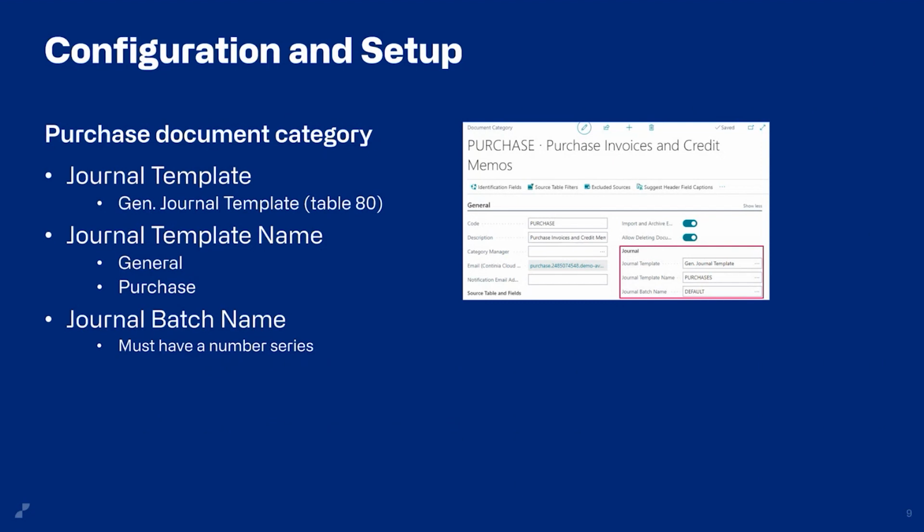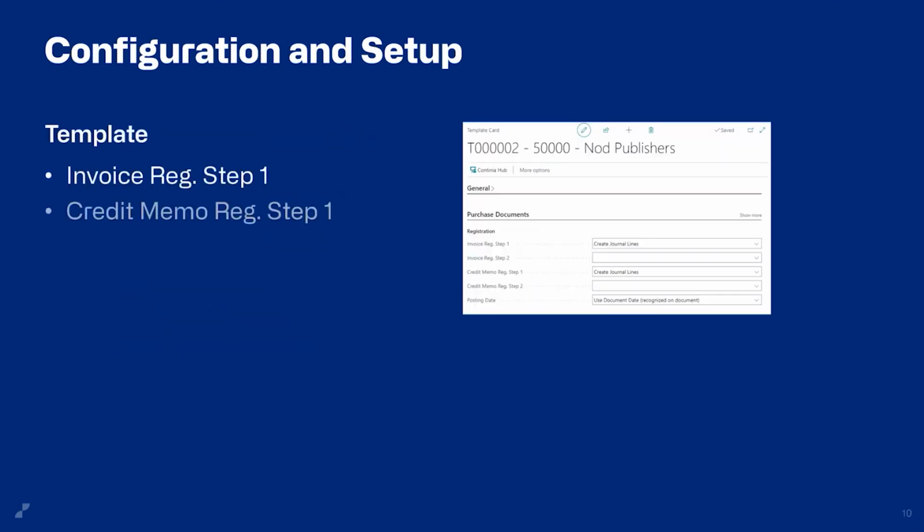So on the document category card, we'll go in and adjust the fields. After that, open the template card and switch invoice registration step 1, and perhaps also the credit memo registration step 1, to create journal lines instead of invoice card or credit memo card.